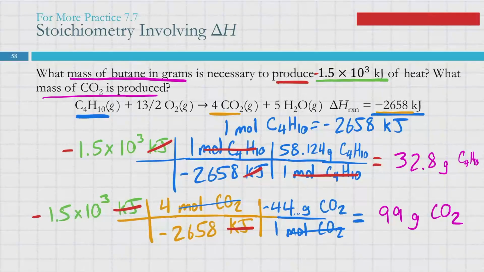Any delta H questions? Yes. Why is it negative 44 grams? Oh, sorry, that's approximately 44. Oh, okay. I just didn't make it wiggly enough. It's okay. Very wiggly now.